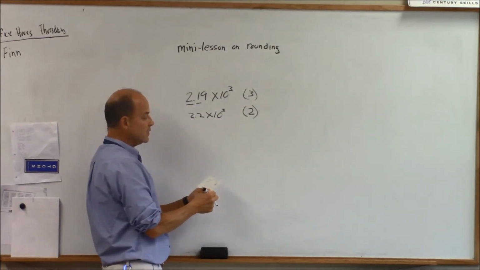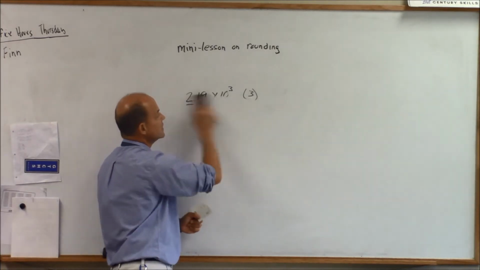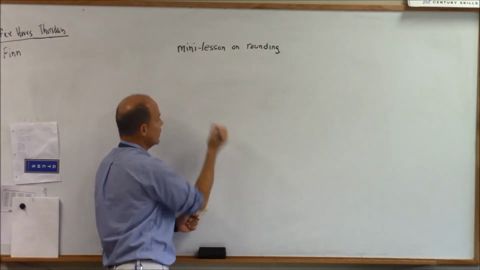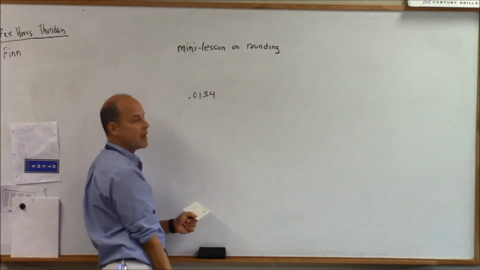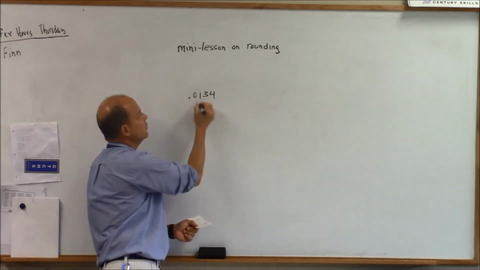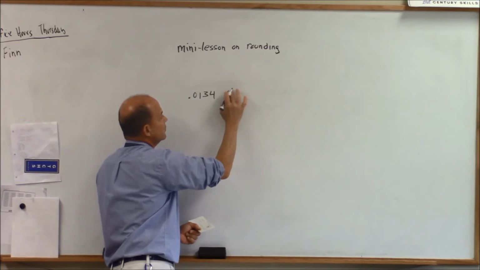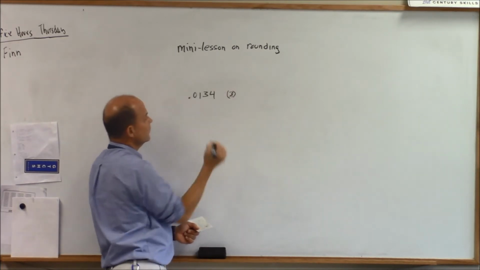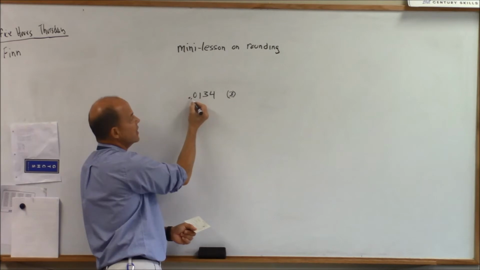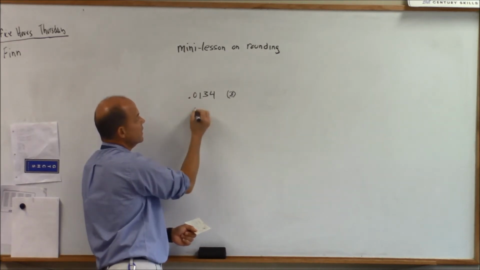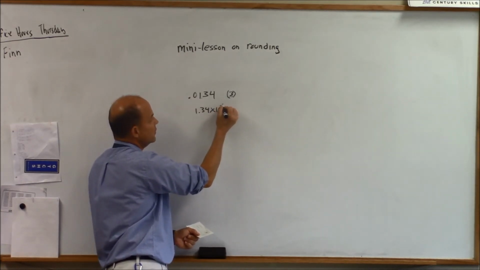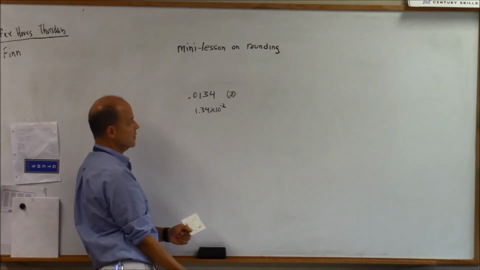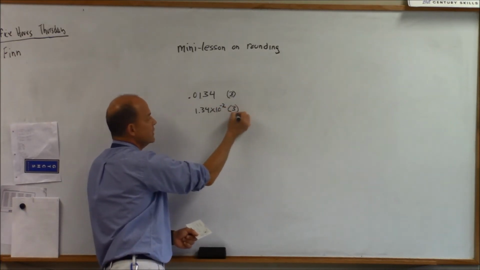All right. Let me do another example with a number that's less than 1. So if I had 0.0134, how many sig figs are there? 3. 1, 2, 3. Okay. And if I want to write that in scientific notation, I can only have 1 digit to the left of the decimal, so that's 1.34, and I had to move that decimal to the right twice, so that's 1.34 times 10 to the negative 2. And in fact, I still have 3 sig figs here.